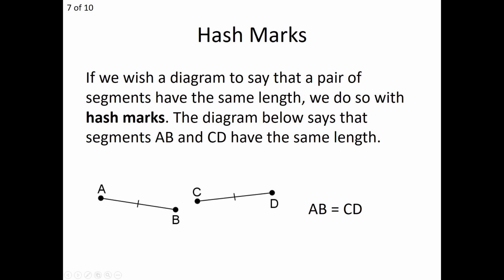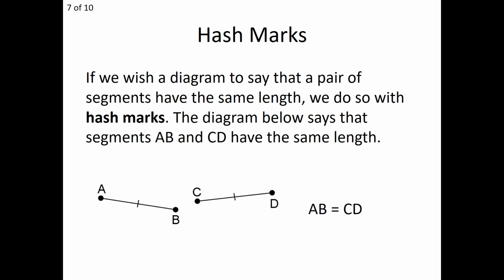Hash marks. Let's talk about hash marks. We are going to see a lot of diagrams throughout the course of geometry. Now, let's say I want the reader to know something. There are different ways symbolically that I can tell the reader something from the diagram. So let's say I want to tell the reader that I have two segments that have the same measure, meaning they are the same length. How could I denote that on a diagram? Our method this year is to use hash marks to denote equality.